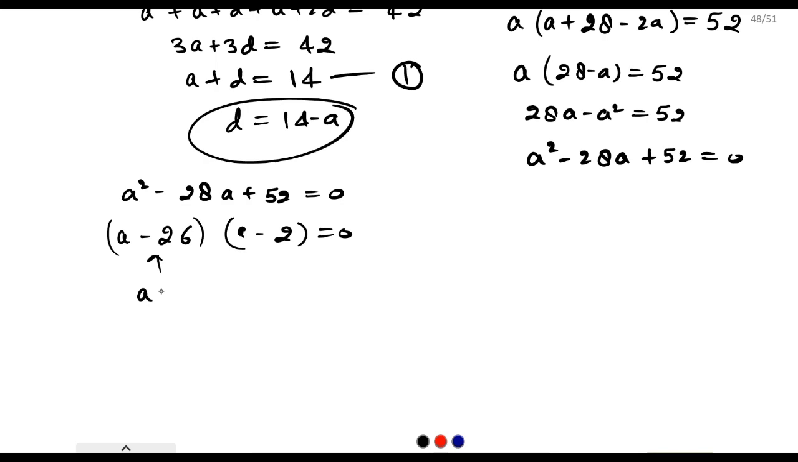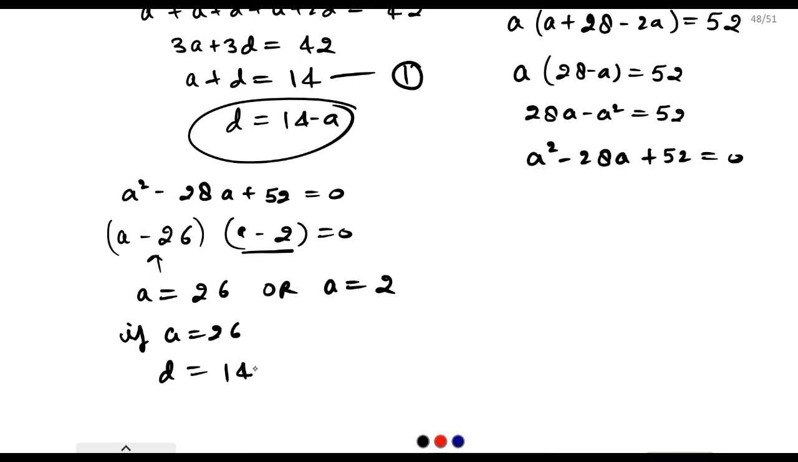If this is 0, then A is equal to 26. And if this is 0, then A is equal to 2. If A is equal to 26, then D is equal to 14 minus 26, which is minus 12. And if A is equal to 2, then D is equal to 12. These are the required answers.